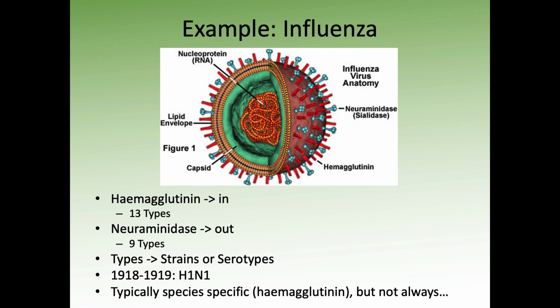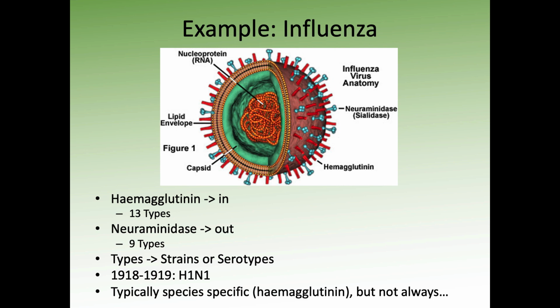And one thing to note is that influenza, what we tend to identify it is using two types of proteins to identify the strains or serotypes, and that's the hemagglutinin and the neuraminidase proteins, and they're basically like 13 and 9 types of these two different proteins respectively, and so we tend to define them based upon which type they have. So the 1918 to 1919 type of flu was called H1N1. So you might have heard these terms before when people talk about different types of flu virus.